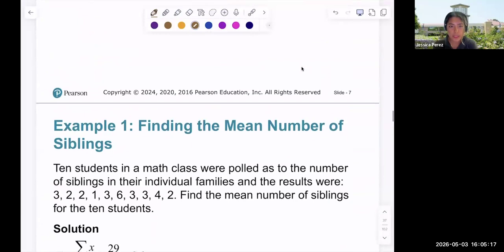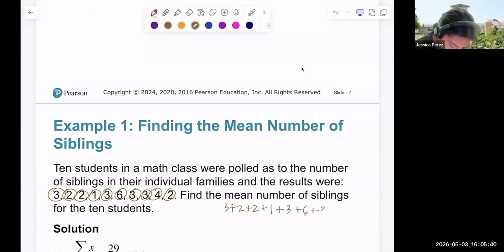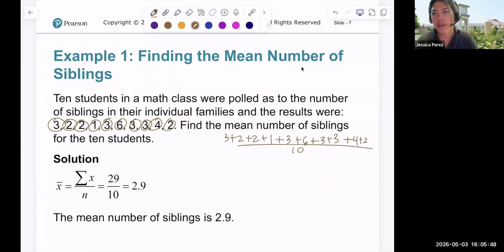Let's say that I have this example. 10 students in a math class were polled. We want to find the mean. So the one thing that we have to do is add all of the values and divide by 10 because there were 10 total. So we're going to add 3 plus 2 plus 2 plus 1 plus 3 plus 6 plus 3 plus 3 plus 4 plus 2, all over 10. Let's punch that in our calculator. We're going to get 2.9.